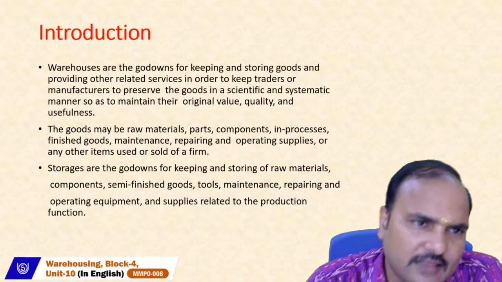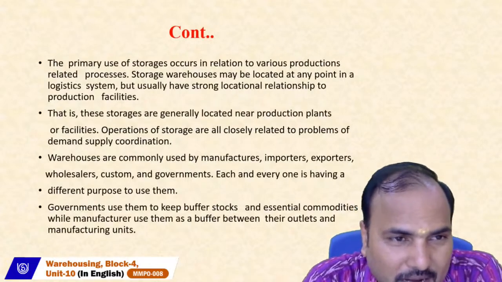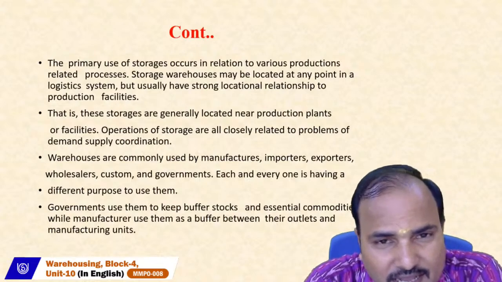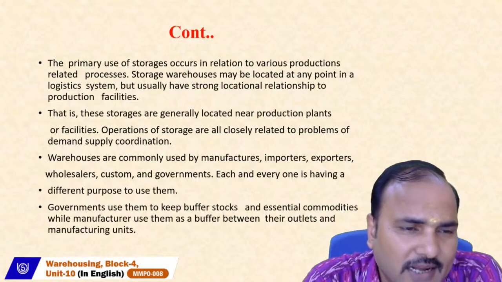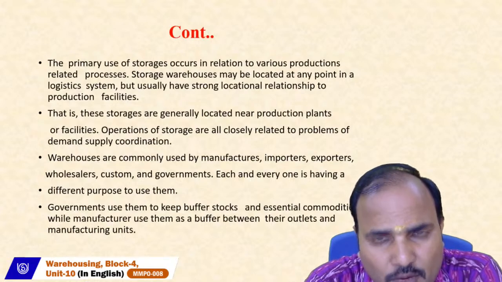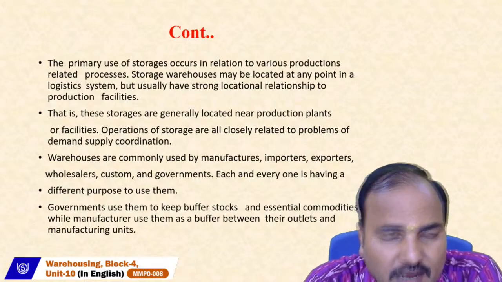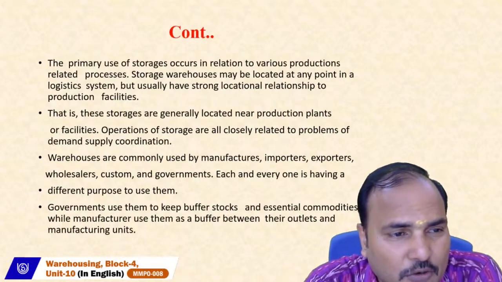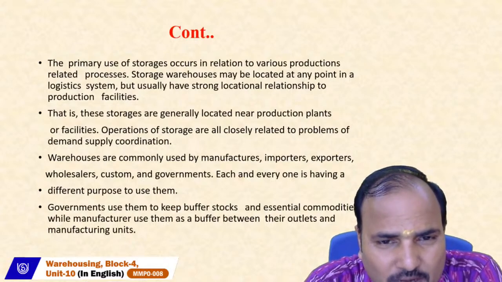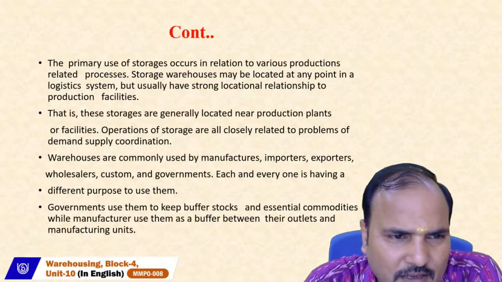These are the system of the warehouses. And the primary use of the storage occurs in relation to various production related to that particular process. So what happens? Storage warehouses may be located at any point in a logistics system, but usually it has a strong locational relationship to the production facilities. And that is, these storage are generally located near the production plants, or the production facilities.